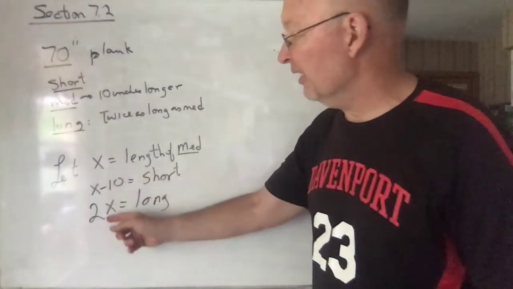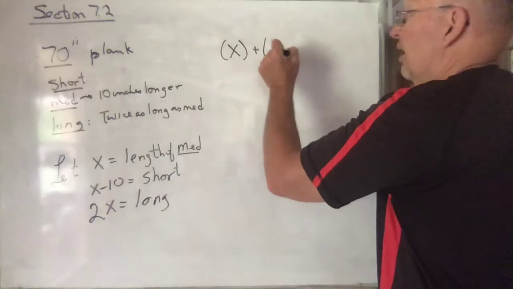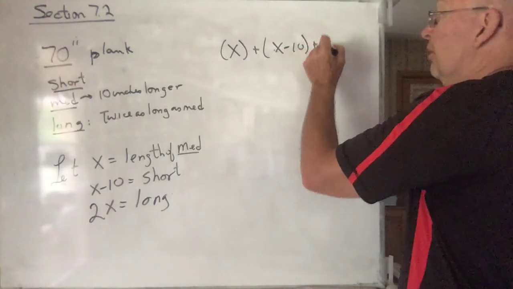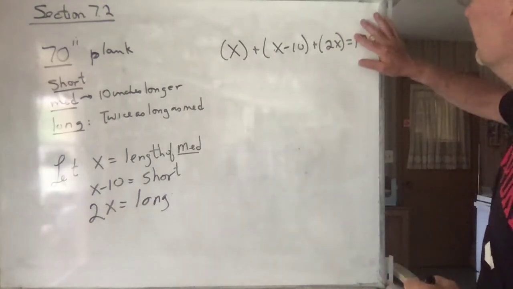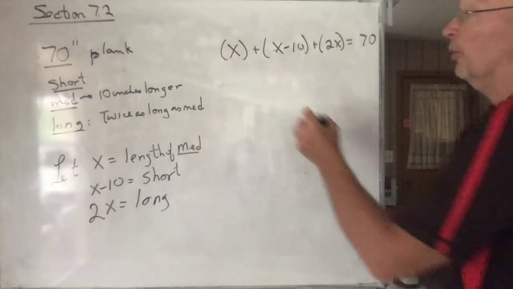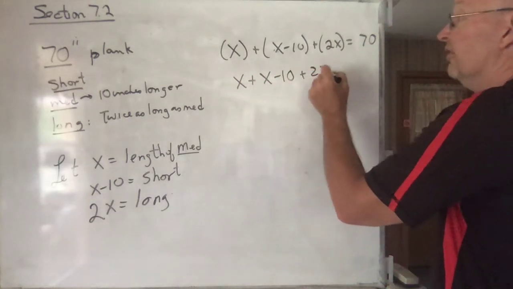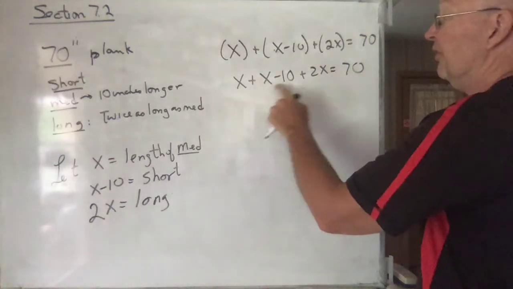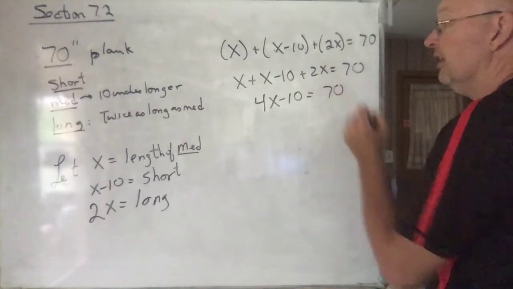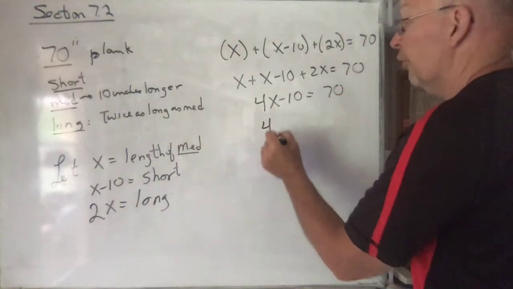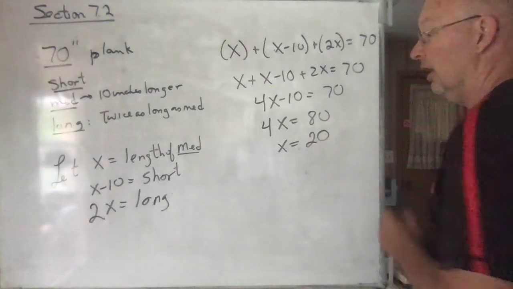So you add all those things up, and you're going to get x plus x minus 10 plus 2x. They all add up to, oops, just 70. So what do I have here? x plus x minus 10 plus 2x is equal to 70. x plus x plus 2x is 4x minus 10 is equal to 70. Add 10 to both sides, you get 4x is equal to 80. x is equal to 20.